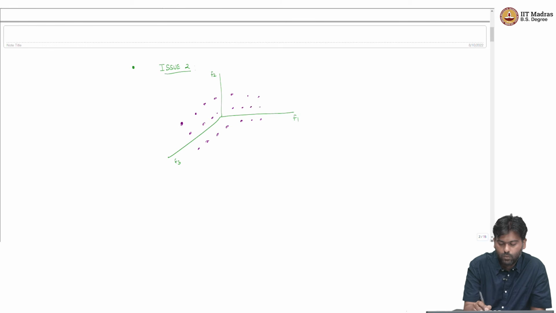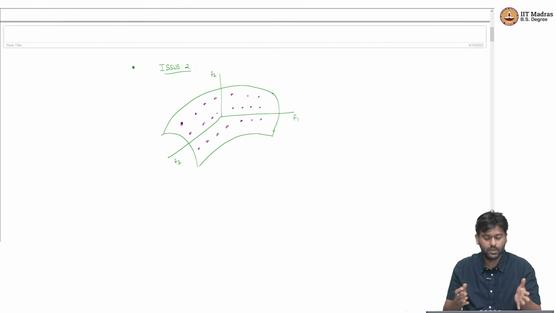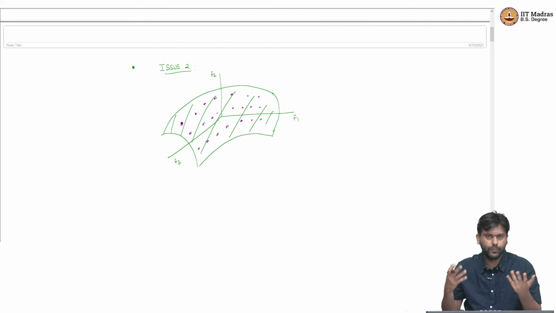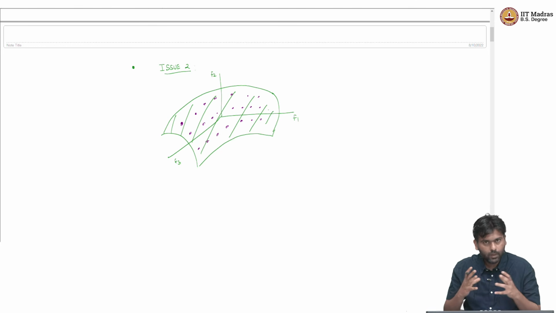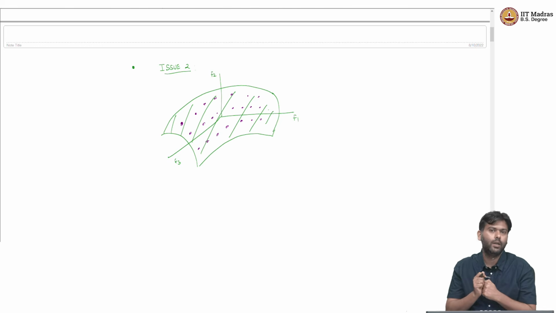Now, what I am trying to allude to here is that it could be the case that you have some manifold or some curved space which is a subset of your original space, which is R3. So, this is a curved space, and all your data points lie along this curved space, let us say. Now the fundamental structure in your data is not a linear structure. Why is it curved? It is curved because these features themselves have a nonlinear relationship.